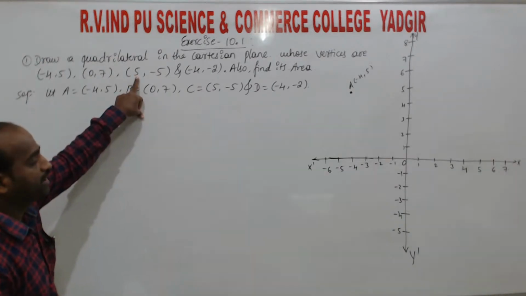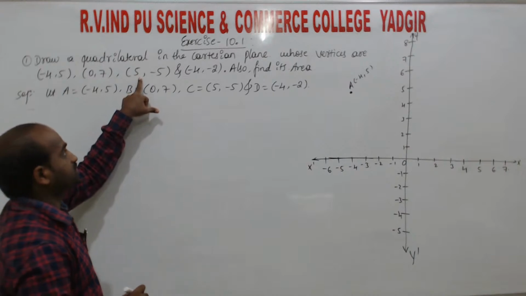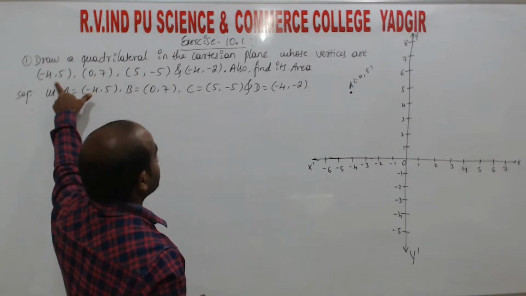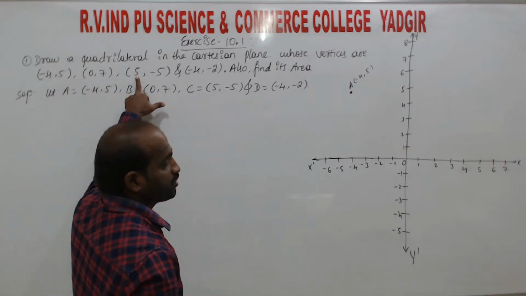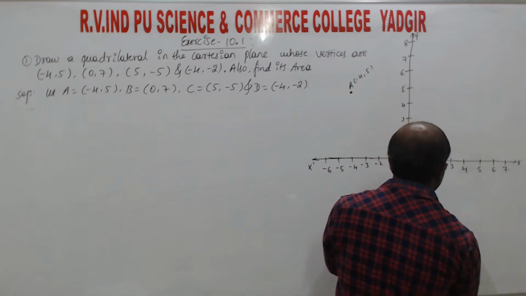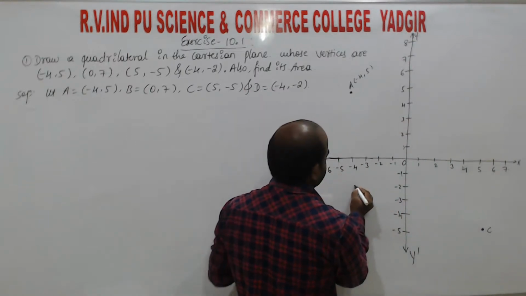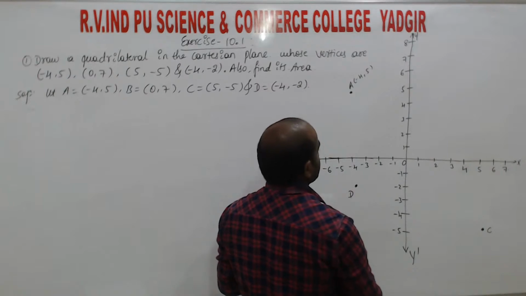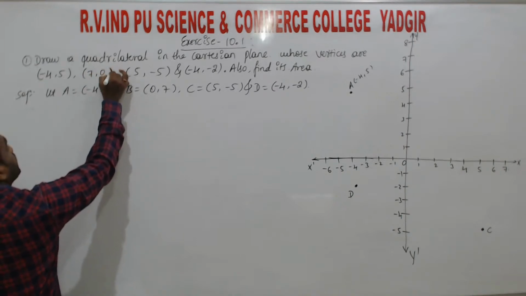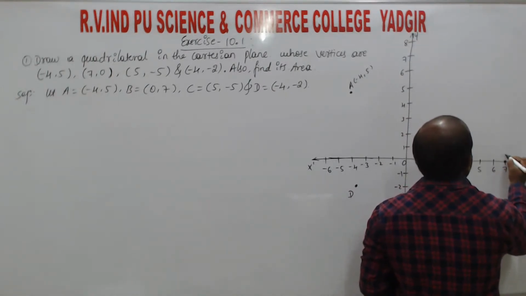Next, C point is 5 comma minus 5. The x coordinate is 5. X is positive, y is negative in this one. So minus 5 comma minus 5, this point is C. Next, D point is minus 4 comma minus 2. The B point is 7 comma 0, not this one. This one is B point.